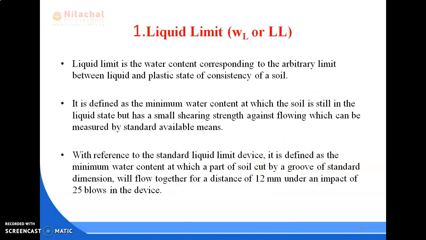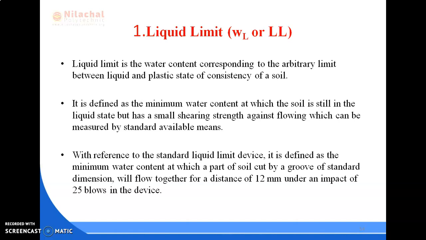So it is defined as the minimum water content at which the soil is still in the liquid state but has a small shearing strength against flowing, which can be measured by standard available means. So this is the definition of liquid limit.